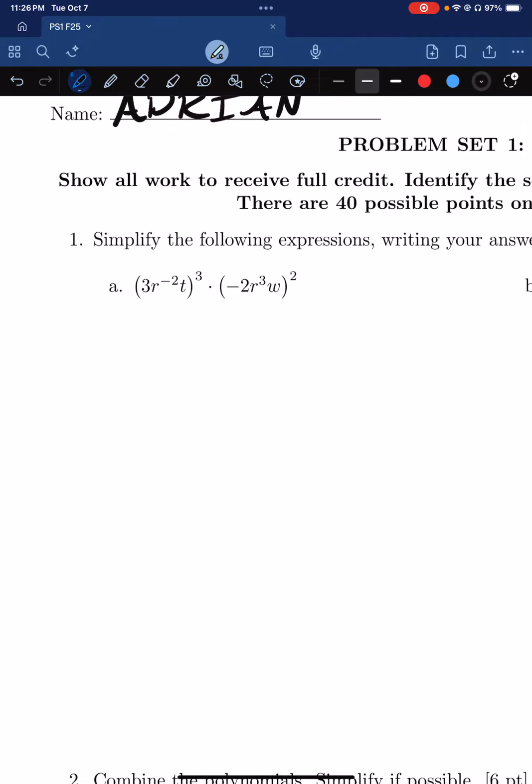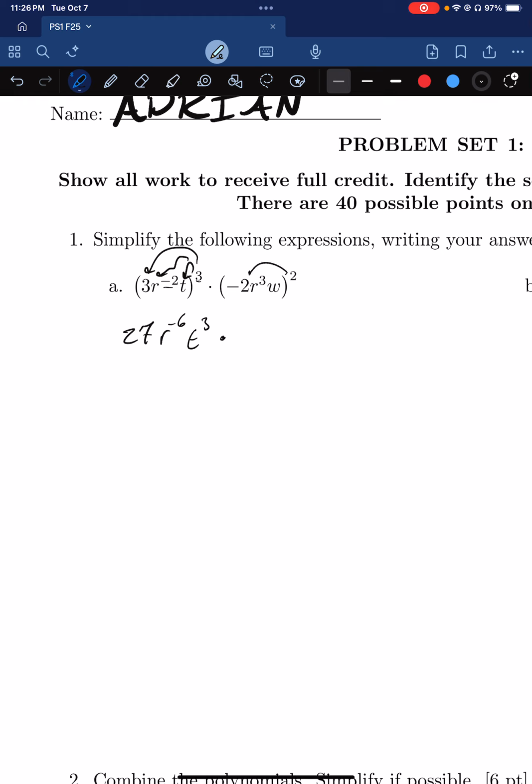I see an exponent on the outside of these parentheses, which makes me think that, since there's only multiplication in here, I'm going to have to distribute this exponent to everything that's in here. So this is going to look like 3 cubed, which is 27, r to the negative 2 cubed. And when we have an exponent to an exponent, we multiply them, so we get r to the negative 6. And then t cubed is just t cubed.